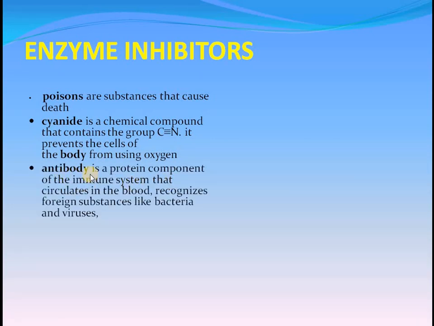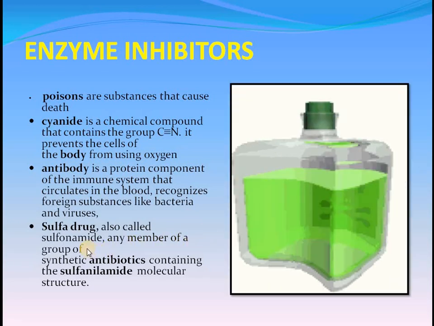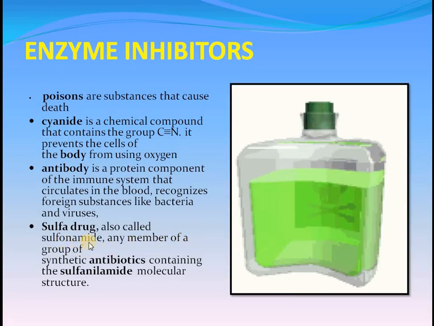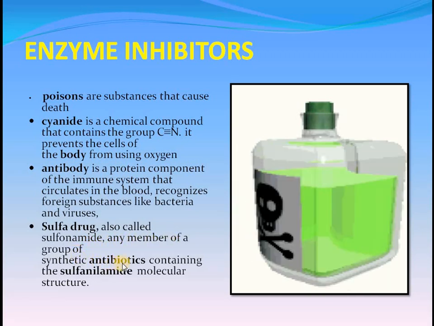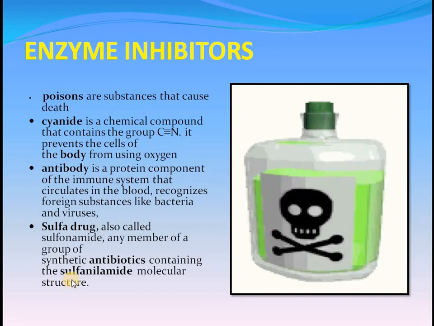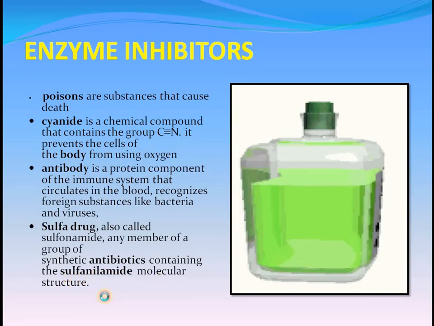Now antibody. An antibody is a protein component of the immune system that circulates in blood and recognizes foreign substances like bacteria and viruses. Next is sulfur drug. Sulfur drugs are called sulfonamides. Any member of the group of synthetic antibiotics containing the sulfonamide molecular structure.